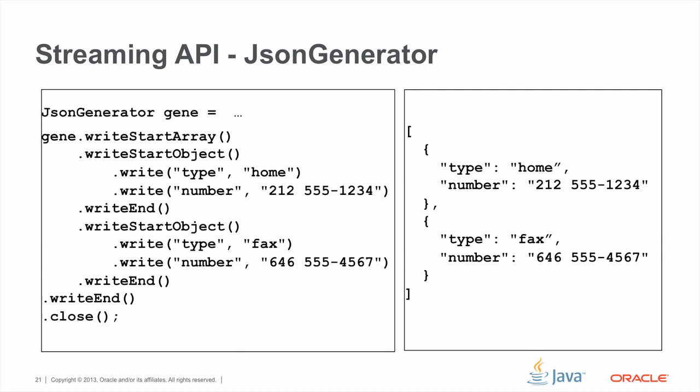So for example, the write start array emits the opening bracket, and the start object emits the curly brace. Similarly, the write name value pair emits the corresponding name value pair. Similar to this, you could be generating complete JSON in a streaming fashion. So there is nothing stored in the memory. It's just being produced in a streaming fashion to any output source. So these are the two primary abstractions in the streaming API. One is the JSON parser and the other is the JSON generator.